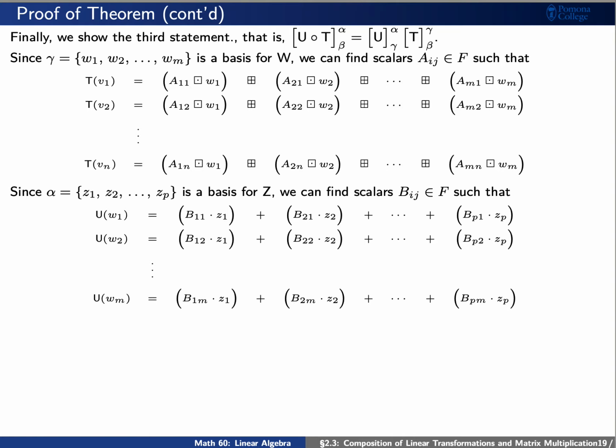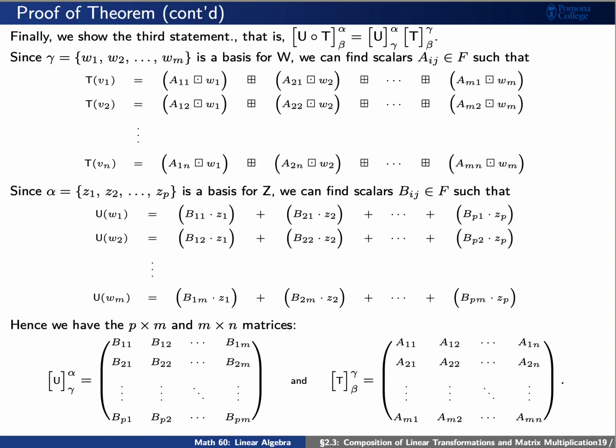Similarly, since alpha is a basis for Z and gamma is a basis for W, we can apply U to the basis elements for W and express those as linear combinations of the basis elements for Z. So we can find scalars Bij such that you see what you have here on your screen. By collecting the scalars together, we have our matrix representations for U and for T. These are the two matrices you see here at the bottom of your screen.